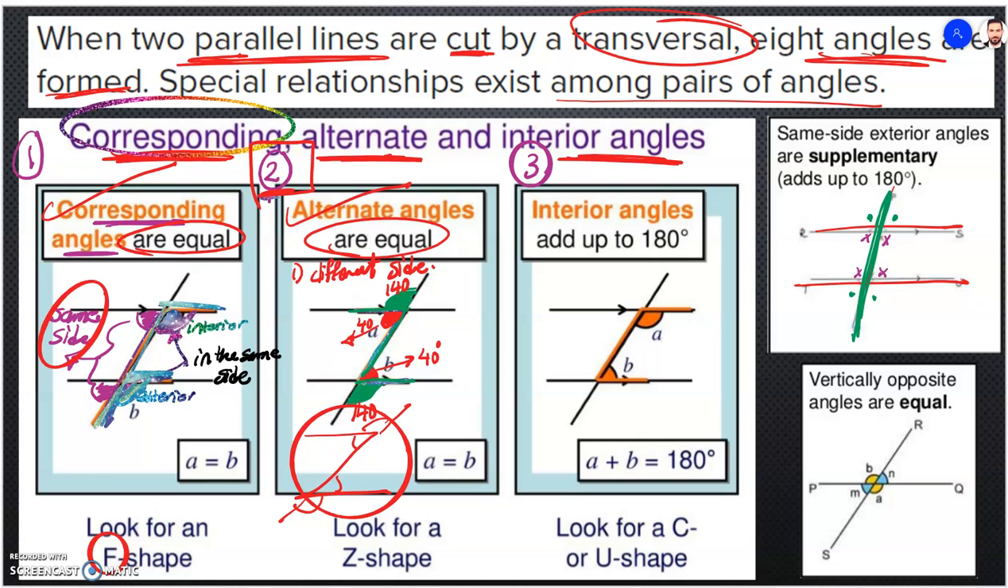Okay. Number 3, we have interior angles only. Those angles make a U shape. Both of them are interior. And the interior angles add up to 180, supplementary angles. I hope you understand this part very well, and let's start our examples.